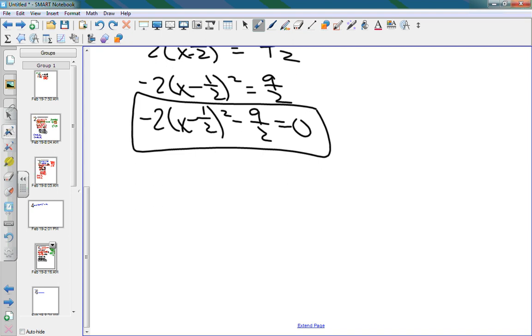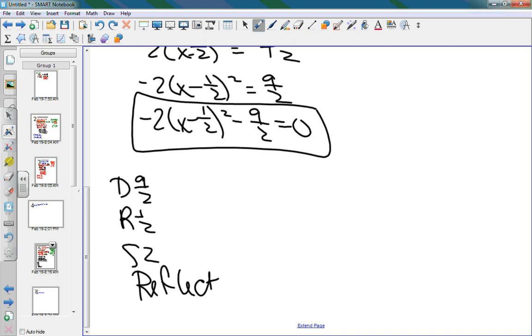So tell me, up, down, left, right, folks. Down 9 over 2, right 1/2. And it's not stretched like the other one. It is a stretch of 2, and the negative tells me that it's reflected over the x-axis. And now, more importantly, what's a? Is that right? 1/2.